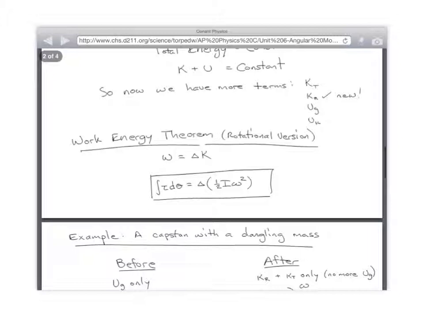So what kinds of energy are involved? Forget about friction for now; we'll get to friction later. Assuming there's no friction, initially it's just the gravitational potential energy of the mass. But after a while, what kind of energy is involved? The kinetic energy of the capstan.